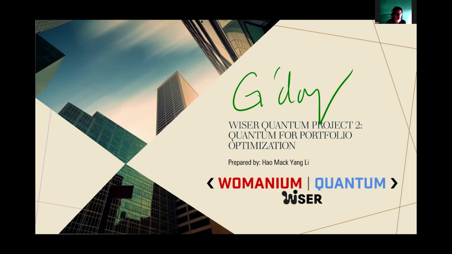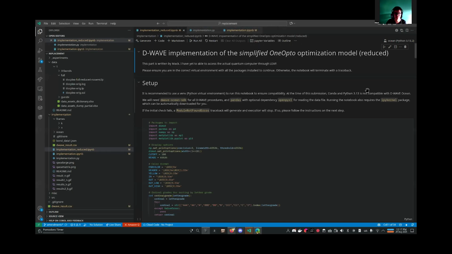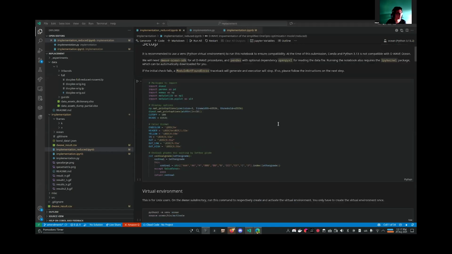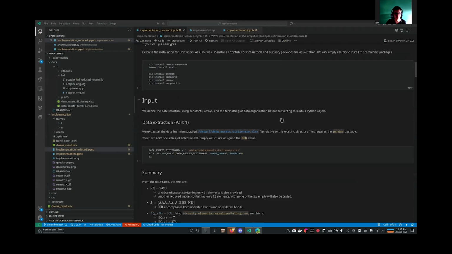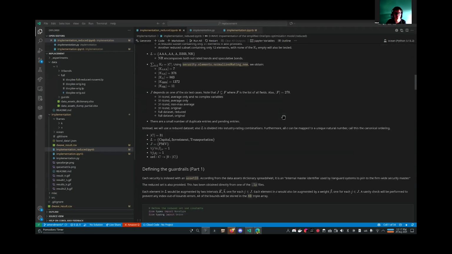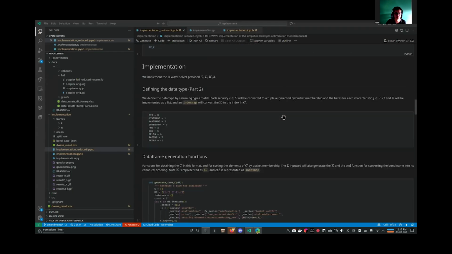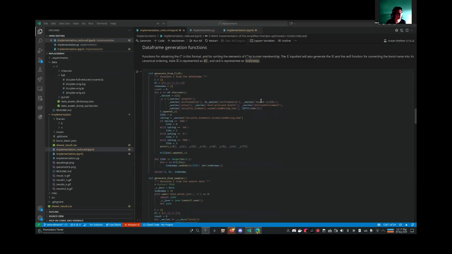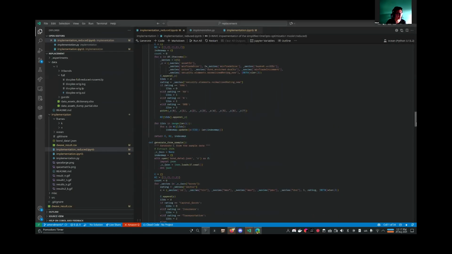Here's the code I have so far. Are you seeing my code, or are there any technical issues? We see it. Okay, so this is my code and my findings.